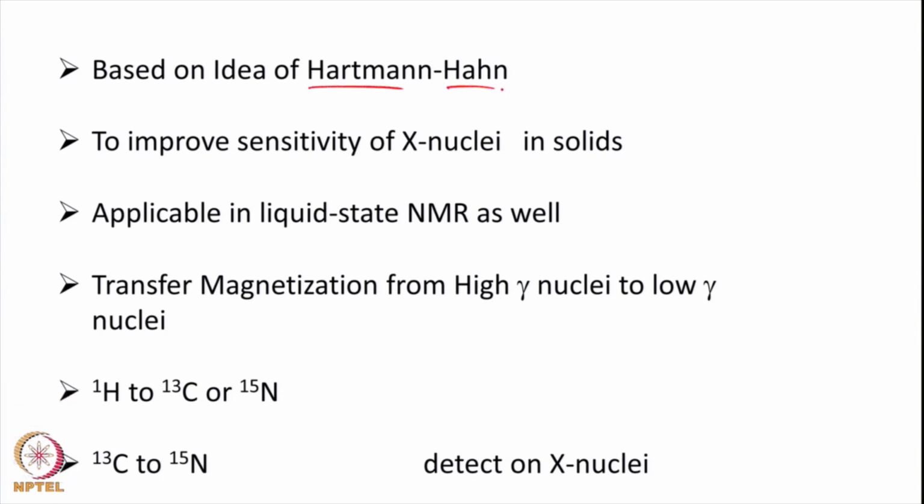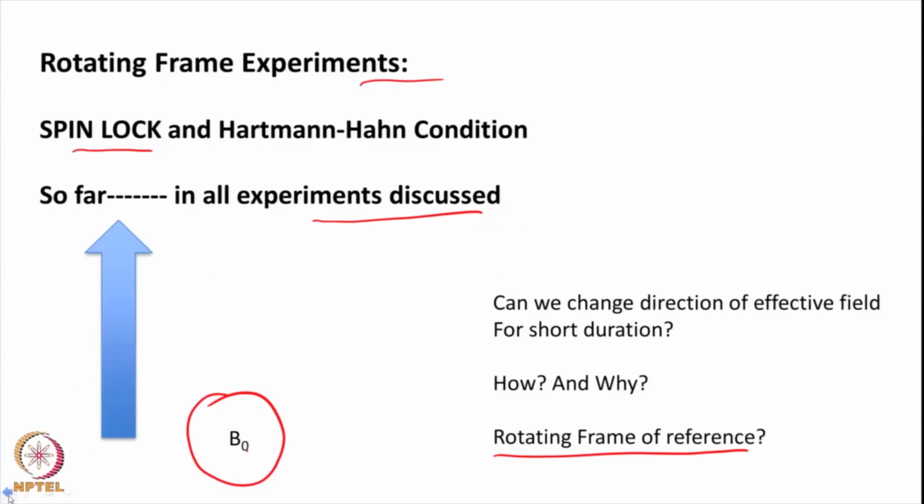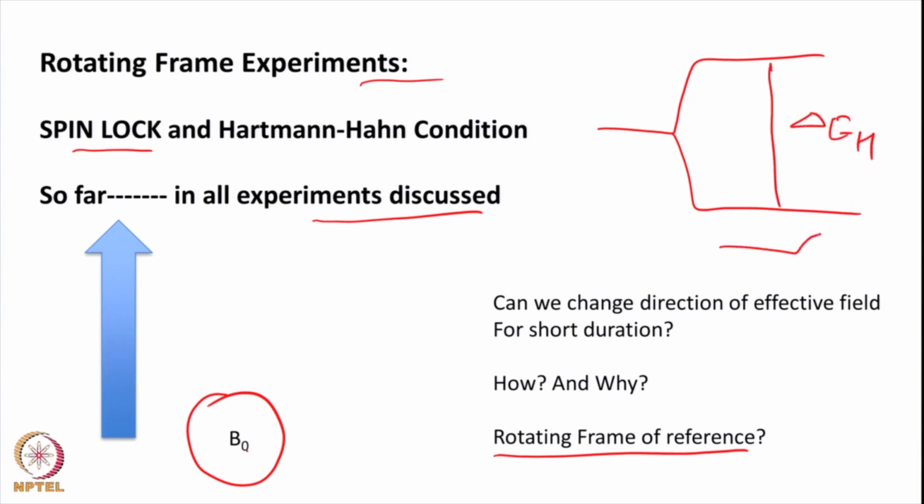This is used for improving the sensitivity of X nuclei in solids. As I said, when the magnetization is in the Z direction, it is difficult to match the energy gap between proton and carbon. So, here this is delta E for proton. Now, for carbon it is going to be 4 times less. So, this is our delta E for 13C if they are interacting with B0.